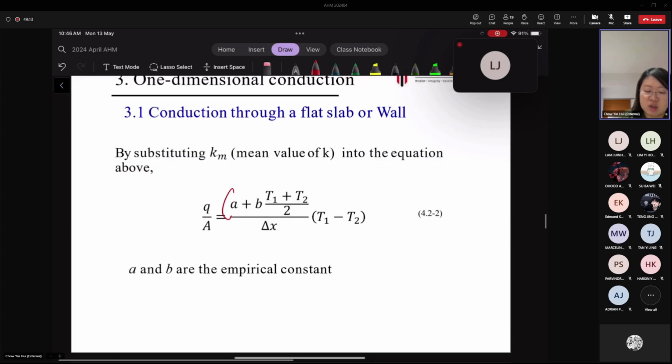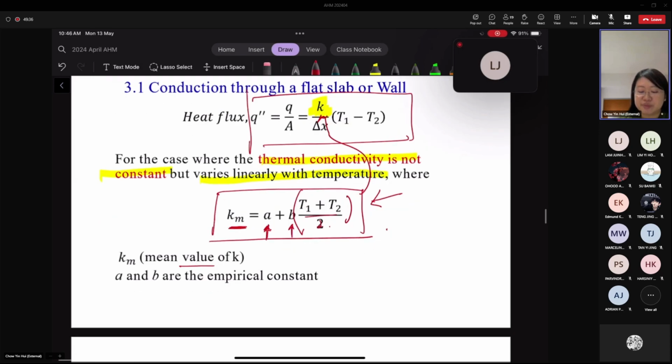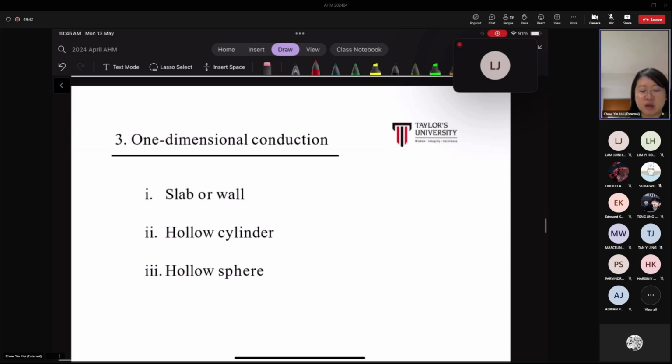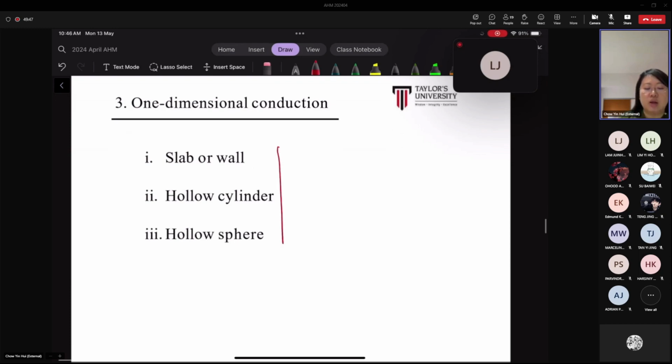This is the mean value of the thermal conductivity, where A and B are empirical constants. But no worries, for this module, most of the time when we do calculations, we are still assuming that the K value is constant. So this is an introduction for your knowledge. Okay, that's the end of the part on Fourier's law equation, the introduction part. Now we are going to look at what if we need to apply it to the case of a slab, hollow cylinder, and sphere, especially these two.